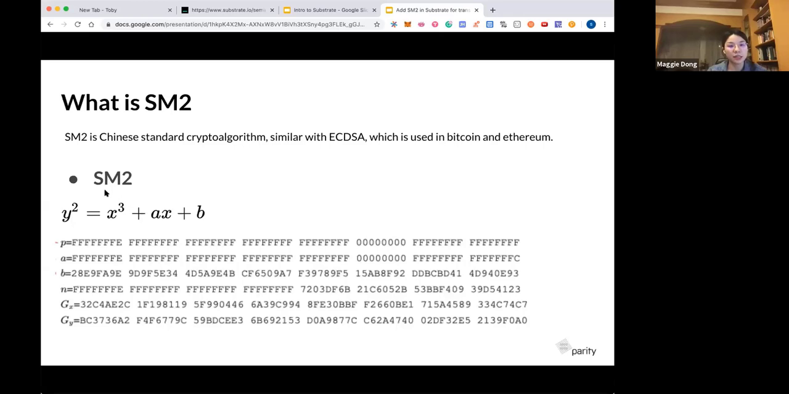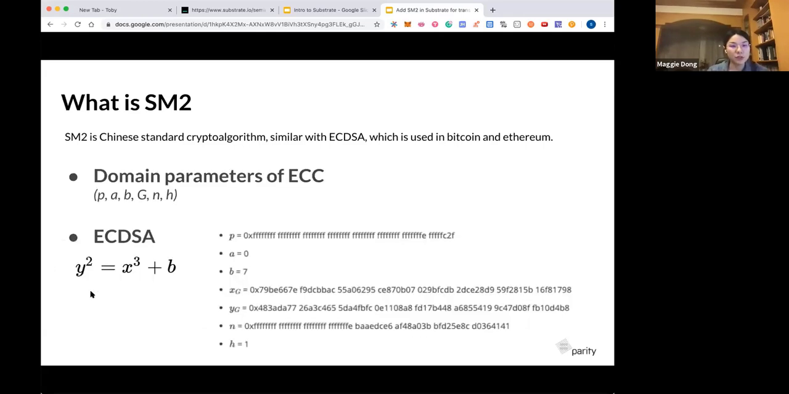And here are the values of the domain parameters of SM2. The formula also looks like y squared equals x cubed plus a times x plus b. So basically speaking, SM2 and ECDSA share the same form of formula, but with different values of the domain parameters. So they are very alike.